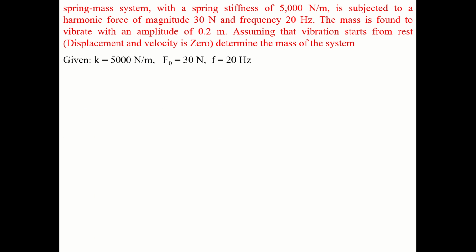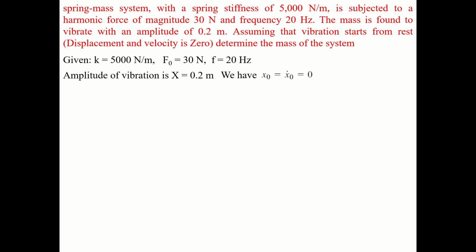Okay, let's begin. First, what is given? Stiffness of the spring is 5000 Newton per meter. Next, the force F naught has a magnitude of 30 Newton. It is operating at a frequency of 20 Hertz. My amplitude of vibration is 0.2 meter, that is also given. Then we have one assumption. What is that assumption? x naught and x naught dot. x naught is the initial displacement, x naught dot is the initial velocity. Both are zero.